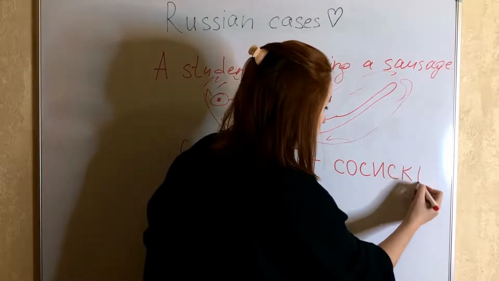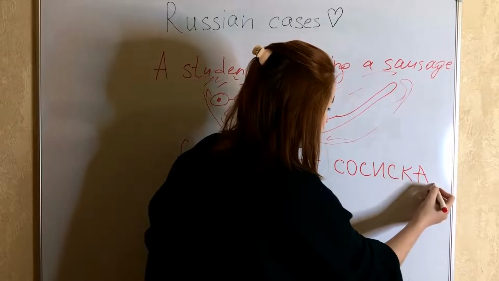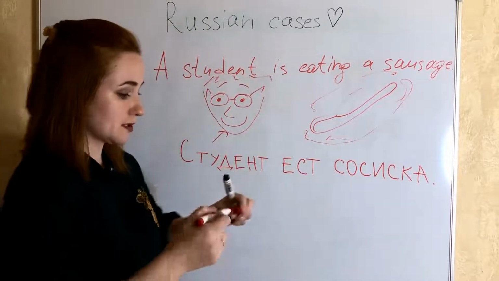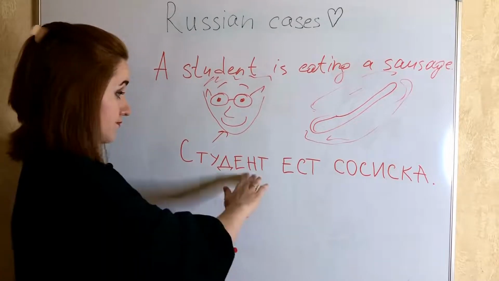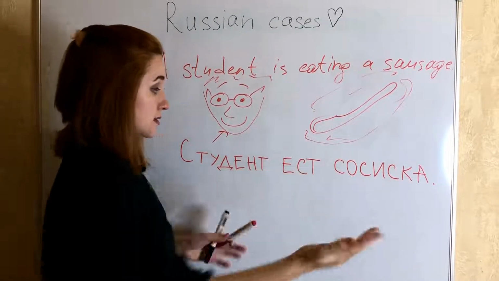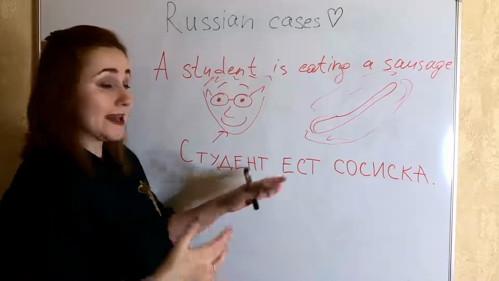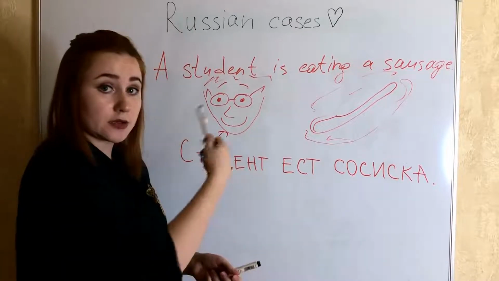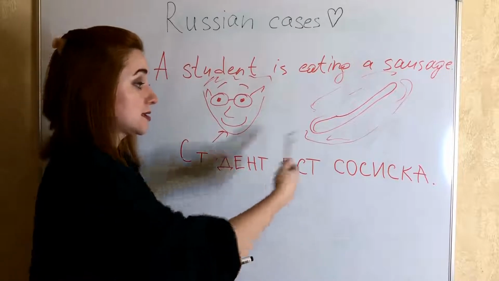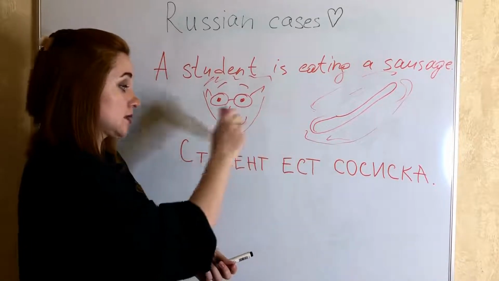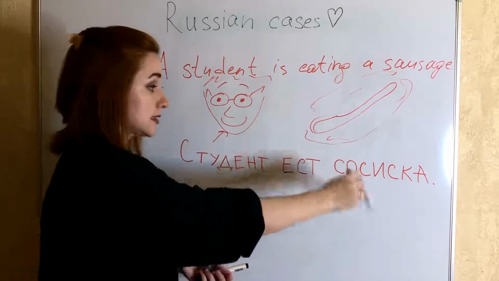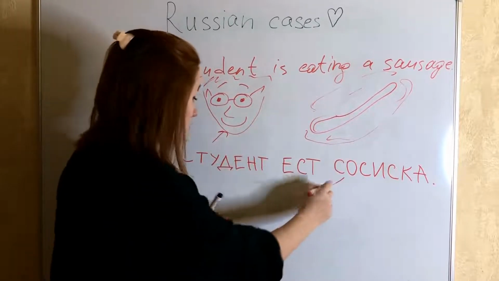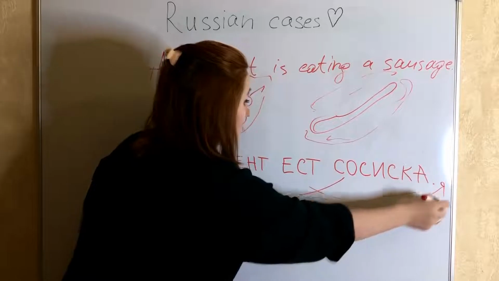Сосиска. Remember the stress. So, студент ест сосиску. But in Russian, we can say сосиска ест студент. Студент сосиска ест. Ест студент сосиска. Ест сосиска студент, and so on. So, we can put them in any order.